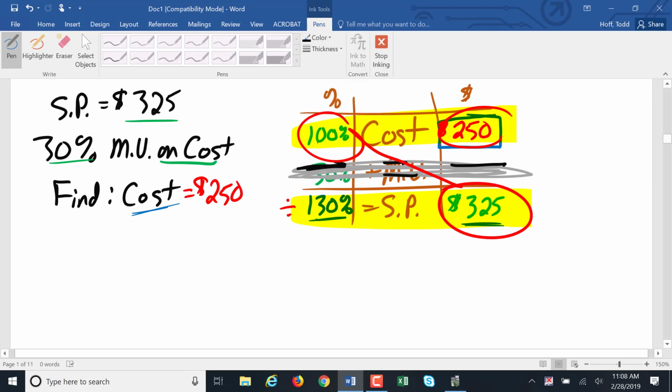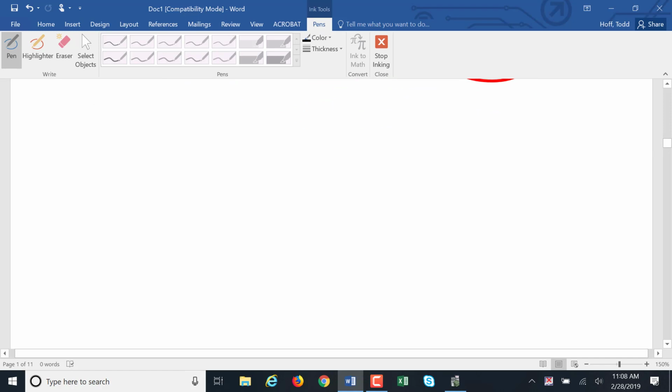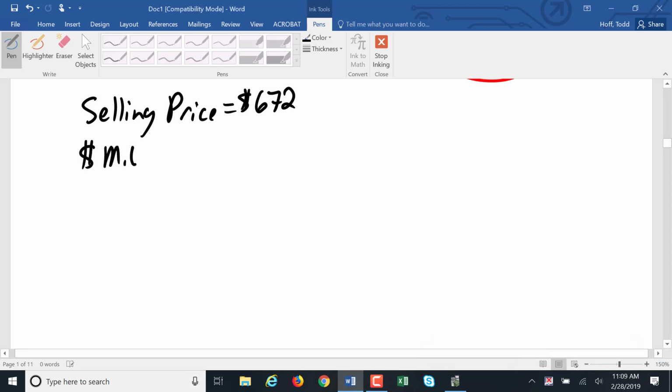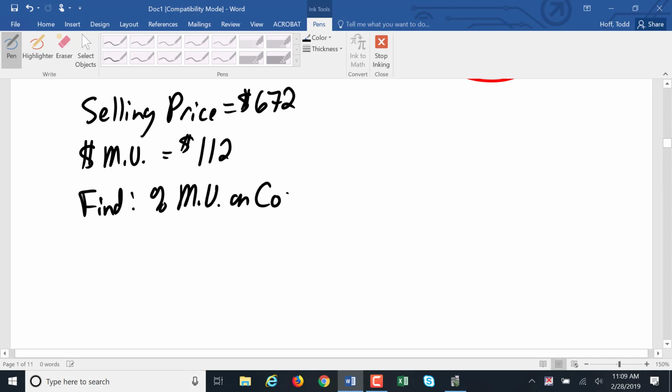One final example, one final variation that I want to make sure we have down is I might tell you that our selling price is $672. We have a dollar markup of $112. I'm going to ask you to find the percent markup on cost.